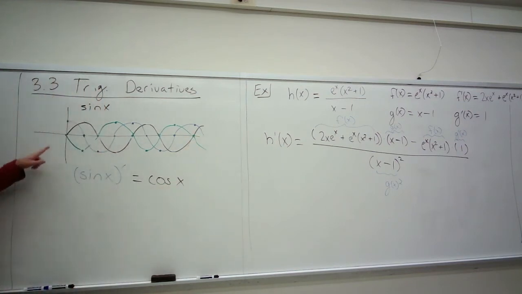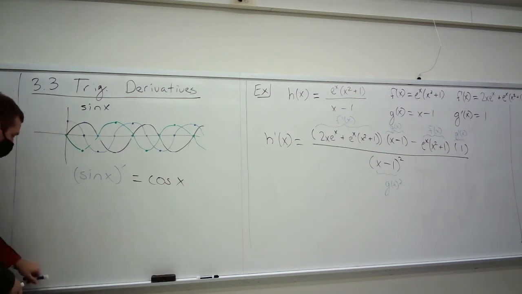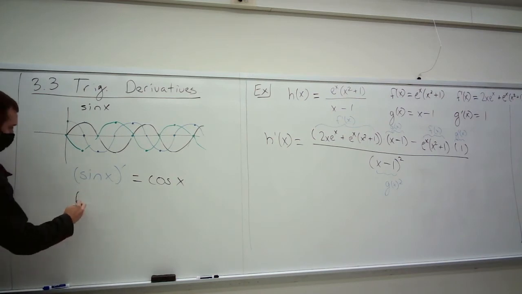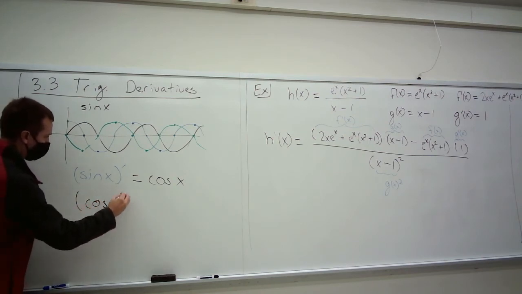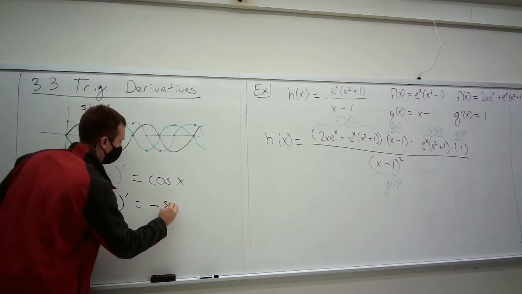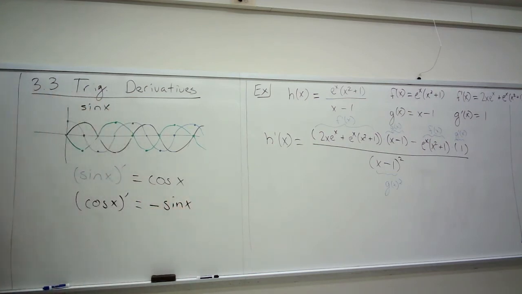That's exactly the opposite, the negative of the black curve. We're just listing all sorts of trig derivatives right now. Whoa. Okay.